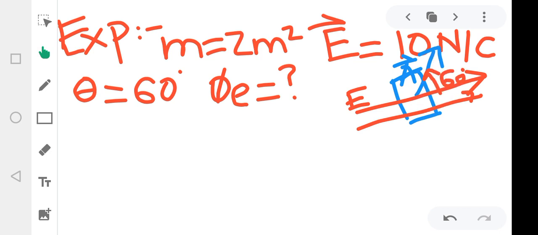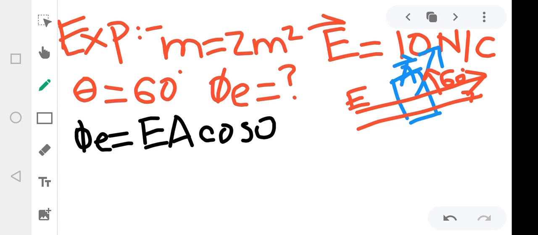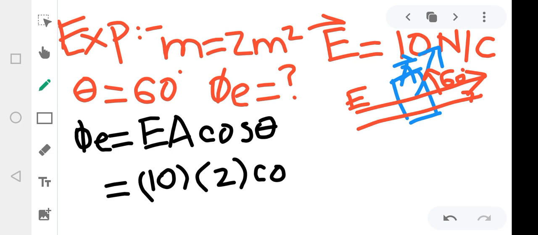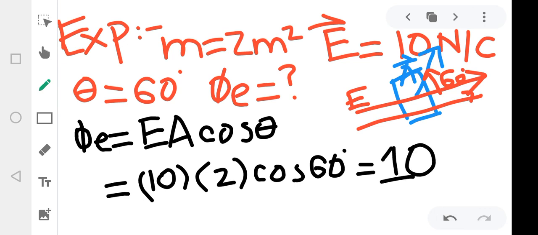We know that the electric flux is equal to EA cos theta. Here E is equal to 10, area is equal to 2 meter square, and theta is 60, so cos of 60 is 1/2. So 10 into 2 is 20, and multiplied by 1/2, it will be equal to 10. So here the electric flux is 10.